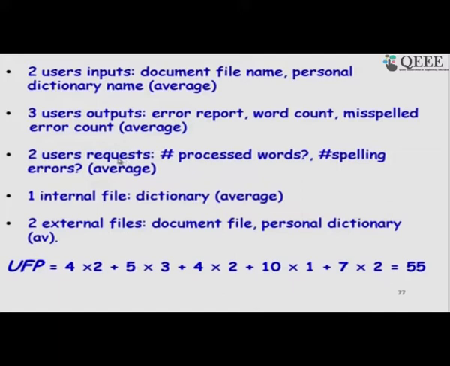So, these are inquiries, these are how many words are processed and how many spelling errors were found. These are also reports, average. One internal file, which is a dictionary that is maintained, can be average, or we can say it is complex depending on what type of file it is. And then two external files that are input to it are the document file that we want to check for errors and the personal dictionary, both are average.